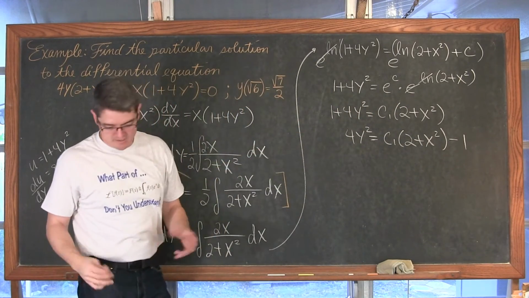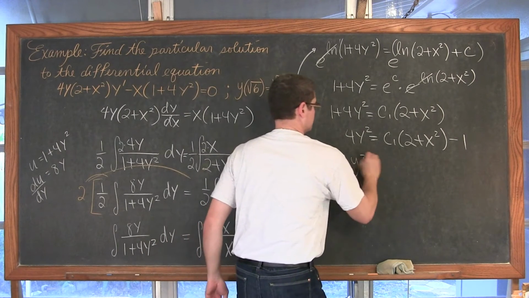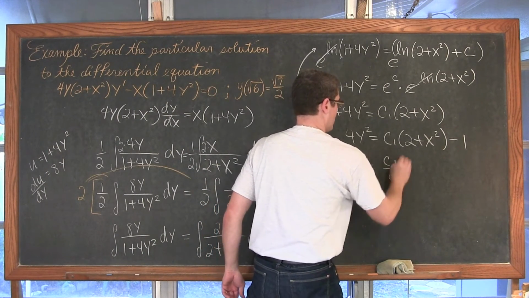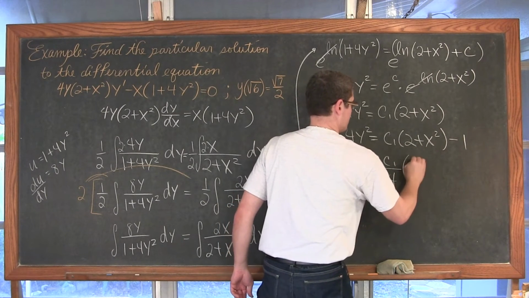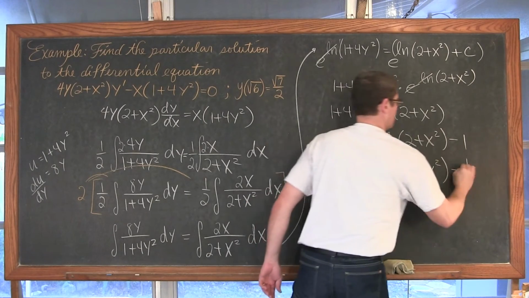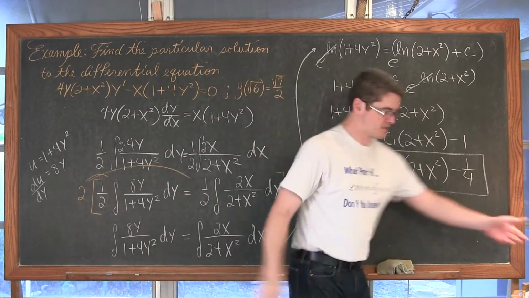Divide both sides by 4 if we really need to do that, and we'll get y squared is equal to c sub 1 divided by 4 times 2 plus x squared minus 1/4, and that is the end of my second example.